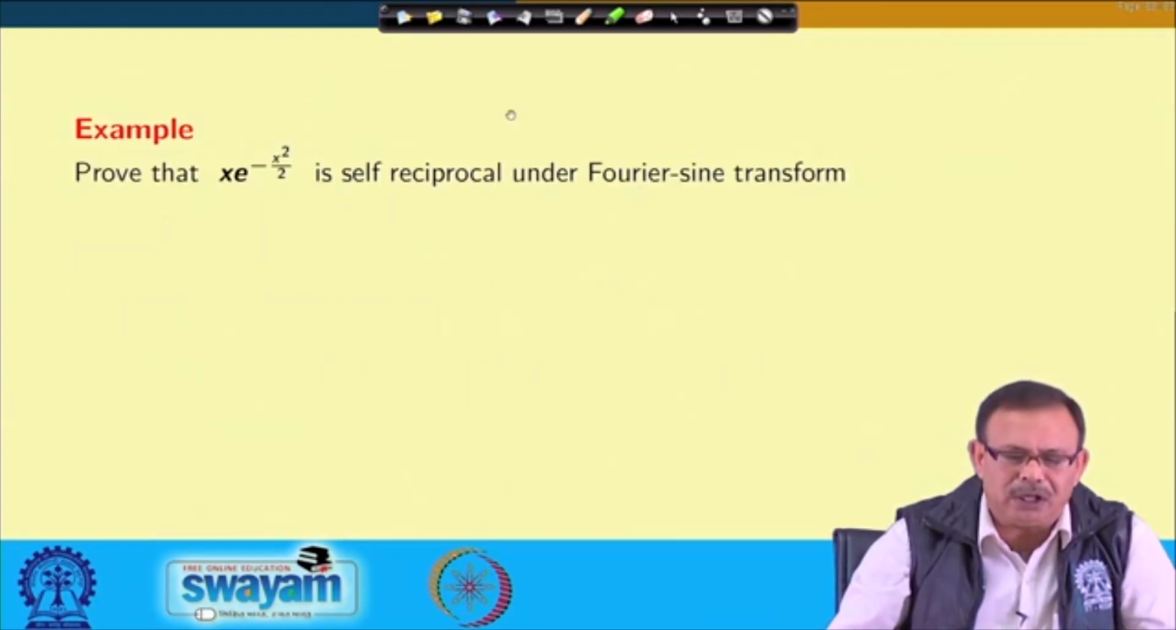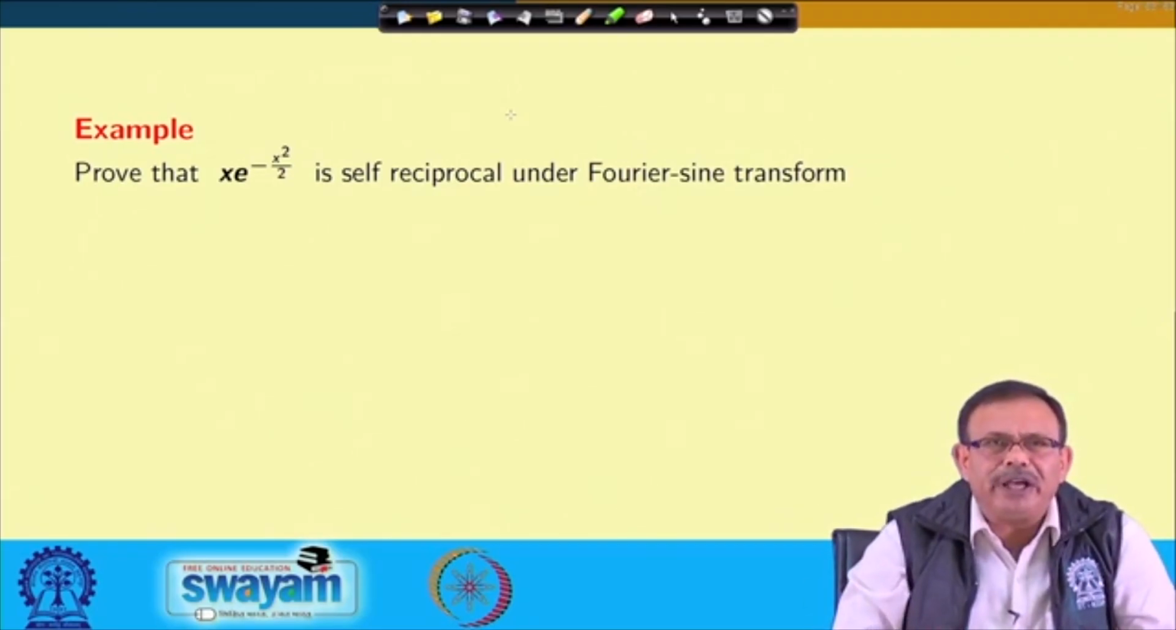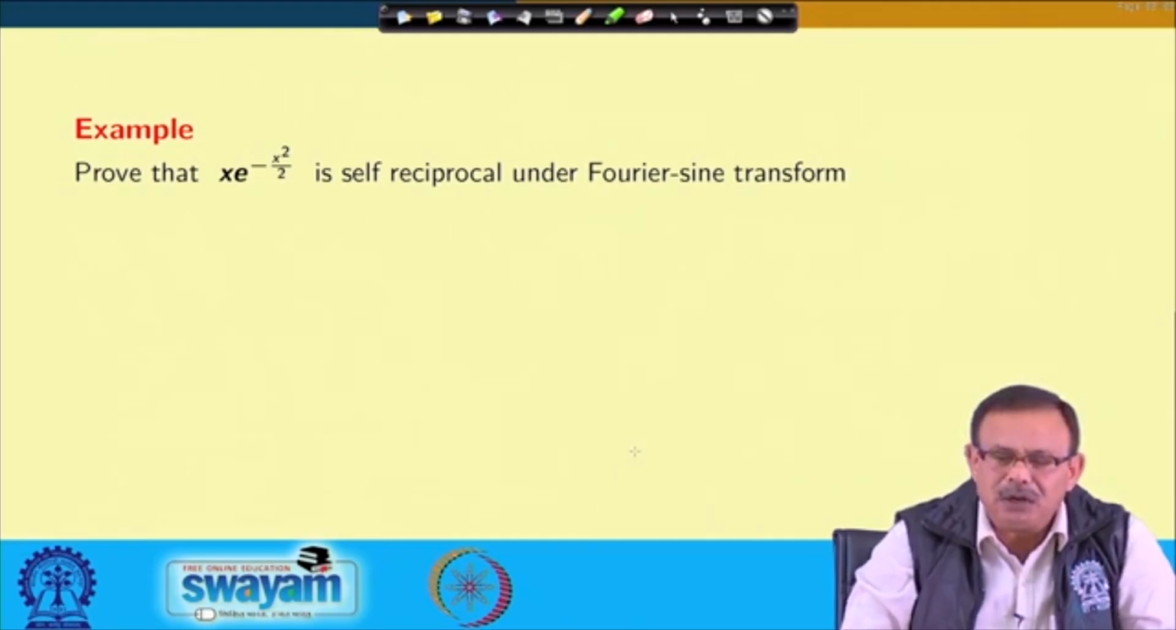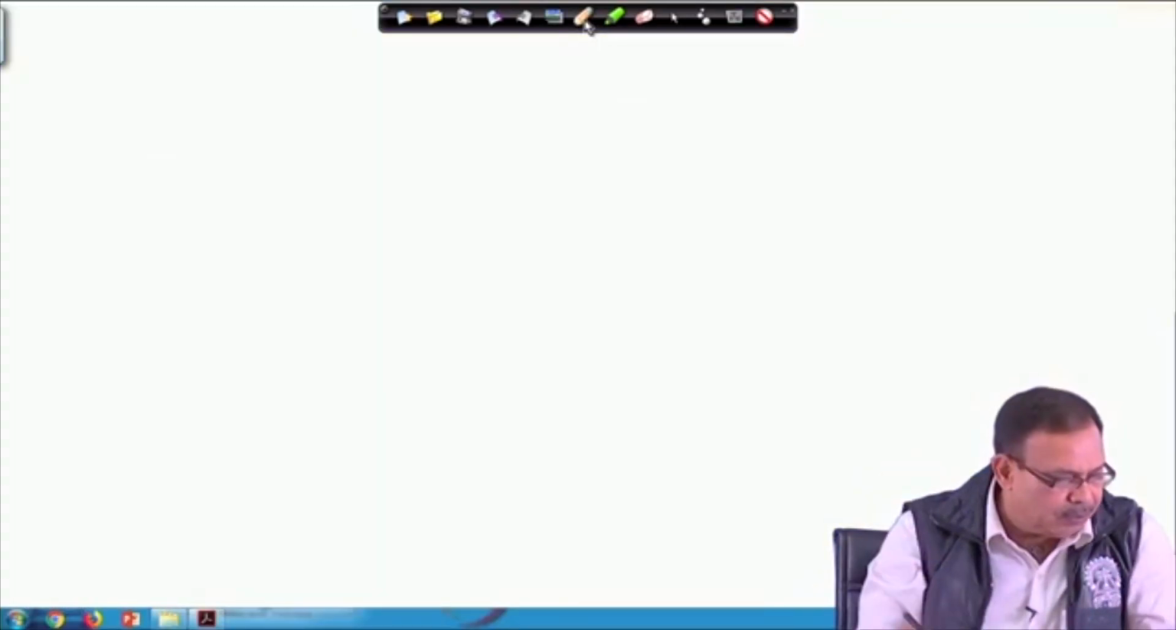Now, let us see another problem. We have a function x e^(-x²/2). We have to prove that this function x e^(-x²/2) is self reciprocal under Fourier sine transform. For the earlier problem, e^(-x²/2) is self reciprocal with respect to Fourier transform as well as with respect to Fourier cosine transform. Whereas, for this problem we are saying: prove that x e^(-x²/2) is self reciprocal under Fourier sine transform. Let us see how to prove it.